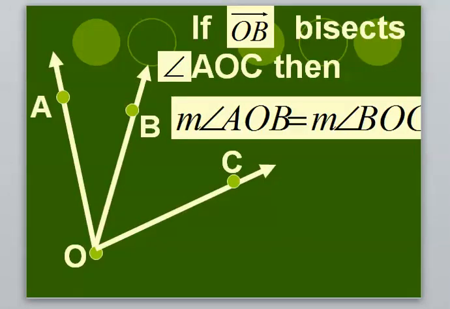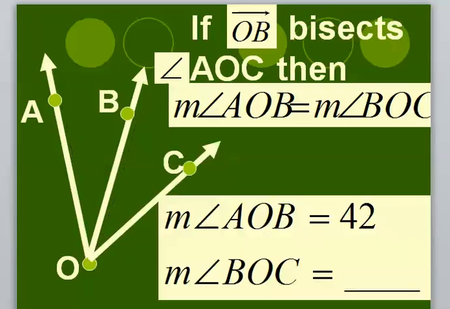So if ray OB, this ray in the center, bisects angle AOC, the large angle, then it's going right through the center. And we know that the measure of angle AOB, this one, is equal to the measure of angle BOC, the second one. And we need to use the equal sign because we're talking about how many degrees are in each angle. We're talking about the measure.